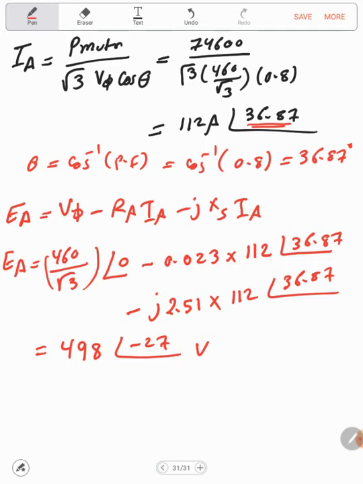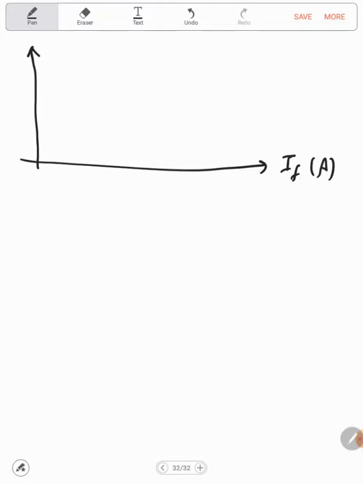Now if we need to find the excitation current or the field current, we need the open circuit characteristic. So let's assume we have the following characteristic, which is IF in ampere and V open circuit in volt.